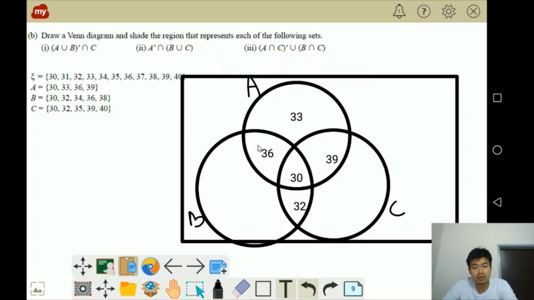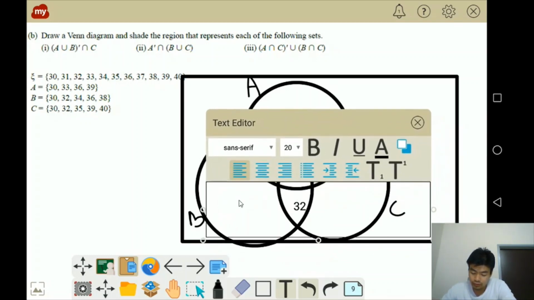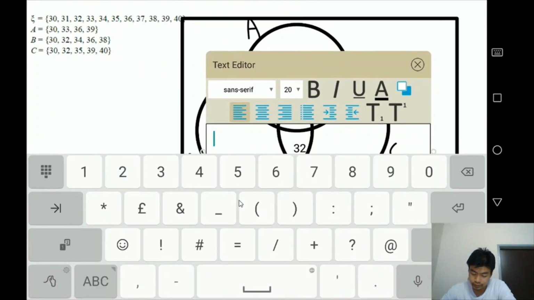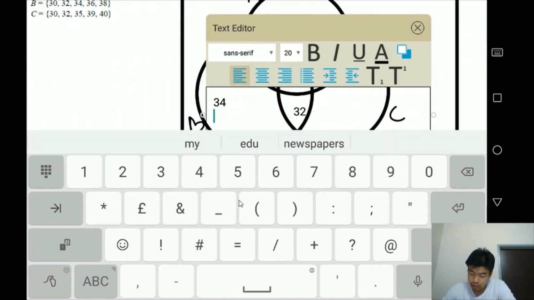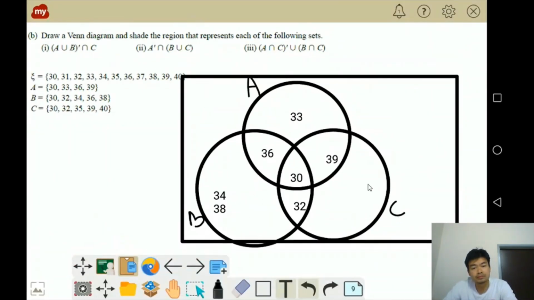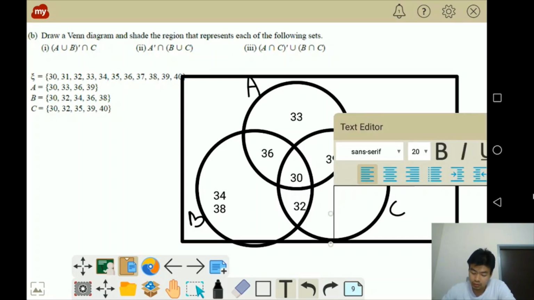Done. So look at set B. I filled in 32, 30, and 36 already. Set B, so what is left? 34 and 38. So 34 and 38 will appear here. Okay, done. So look at set C. For set C, I filled in 30, 32, 39 already. So what is left is 35 and 40. Right over here, 35 and 40.